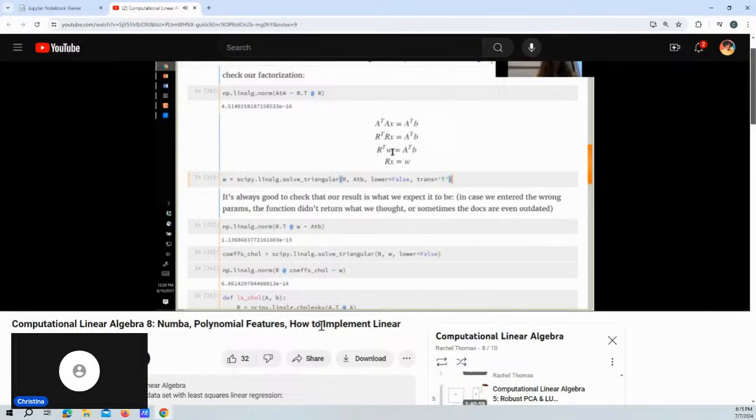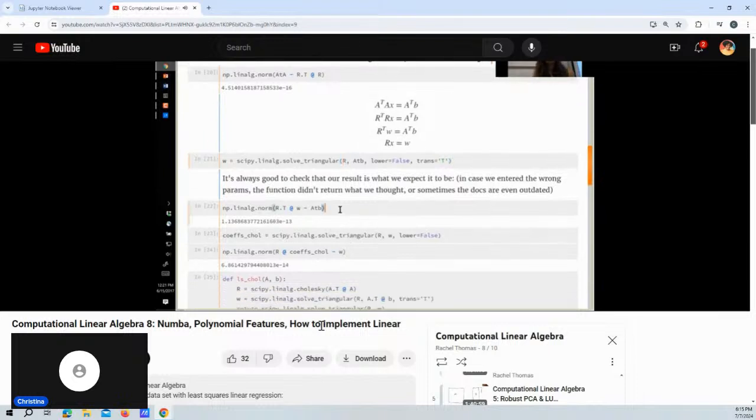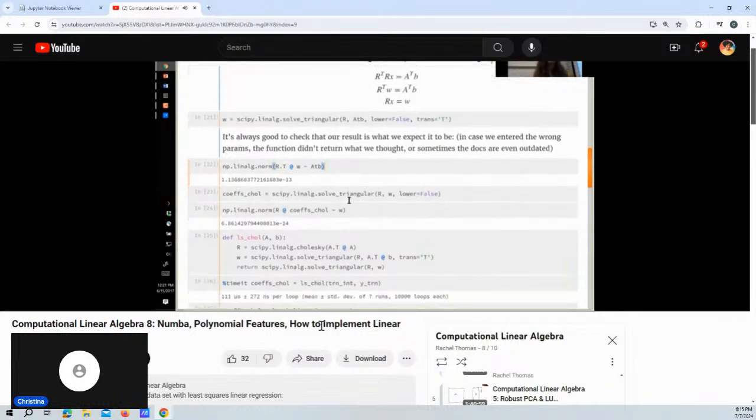First, we're going to solve the triangular system R transpose W equals A transpose B, which is what's happening in this line. SciPy linalg has a solve_triangular method, where you give it a triangular matrix, and that has a transpose argument. So here we're letting it know this is our transpose. Again, we're checking that our result is what we were hoping, and that R transpose times W minus A transpose B is close to 0. So we've successfully solved this third equation.